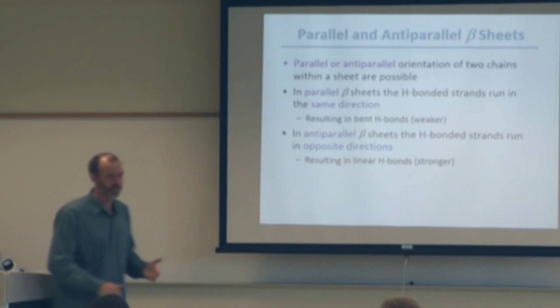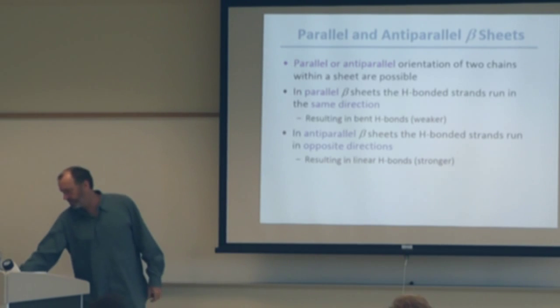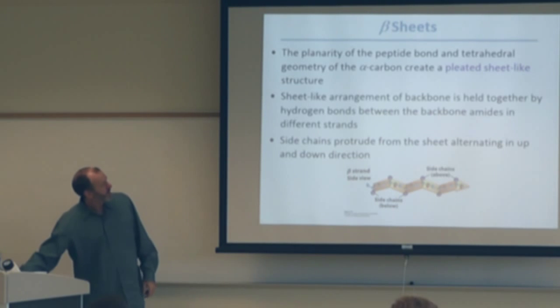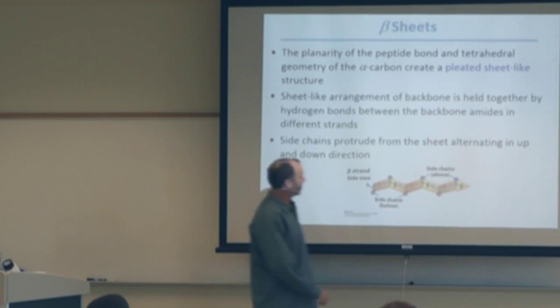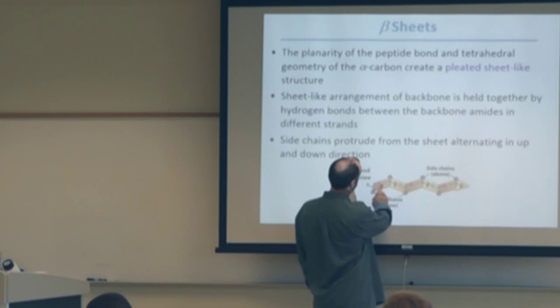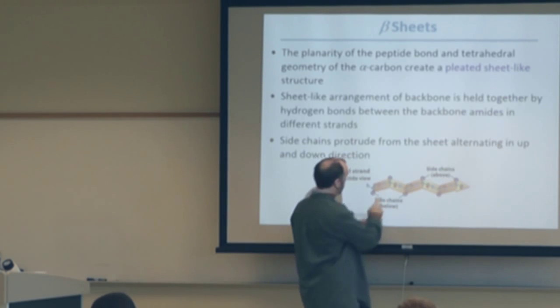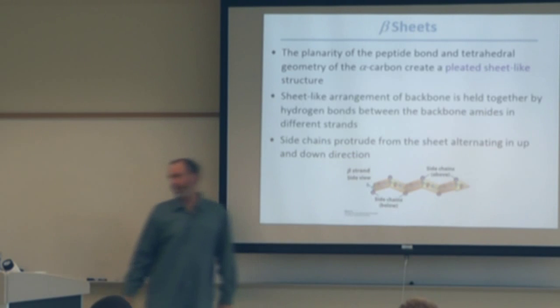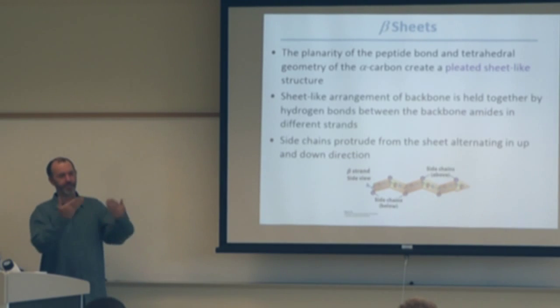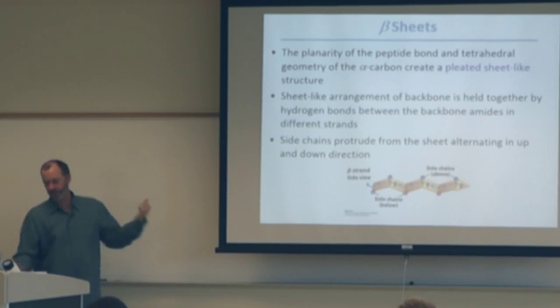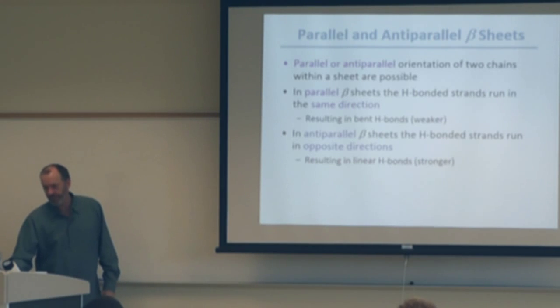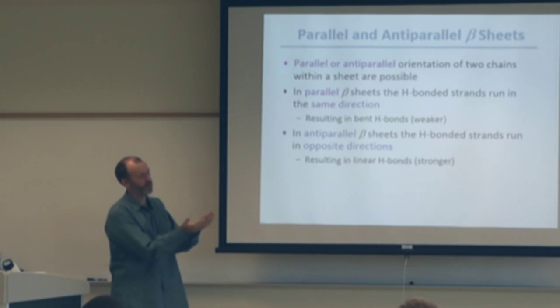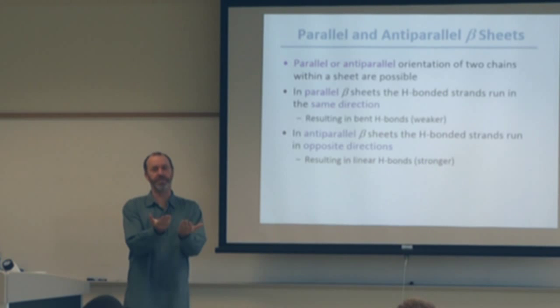So, parallel and anti-parallel beta sheets. What do we mean by this? It's because in these beta sheets, the hydrogen bonding interactions are here between the oxygen and the nitrogen. So you have to get sheets close enough together to be able to hydrogen bond and stabilize these beta sheets. And whether they're parallel or anti-parallel, it's the direction of the chains.